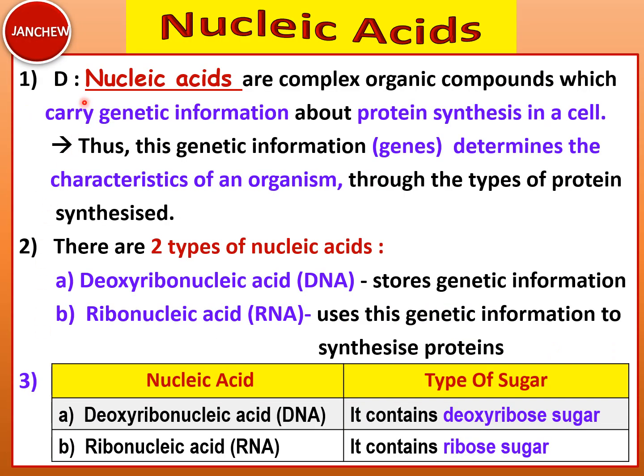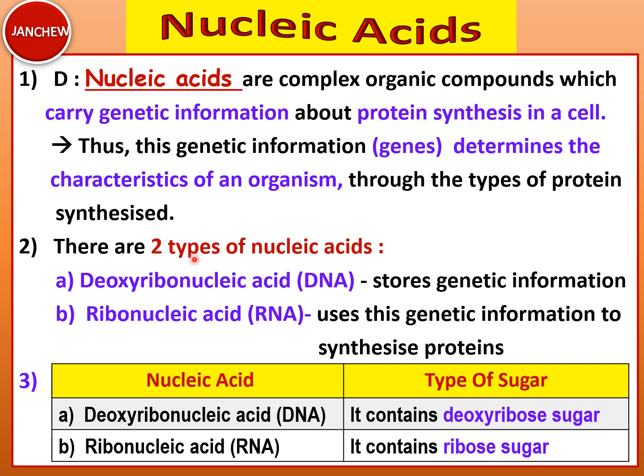Nucleic acids are one out of 4 organic compounds that are important and vital for the functioning of the human body. The other 3 organic compounds that are important are carbohydrates, lipids, and proteins. So what are nucleic acids? They are complex organic compounds which carry genetic information in the form of genes about protein synthesis in a cell, and they enable protein synthesis to occur in the cell. In this way, the genetic information determines the characteristics of an organism, because the types of protein synthesized will determine the characteristics of the organism.